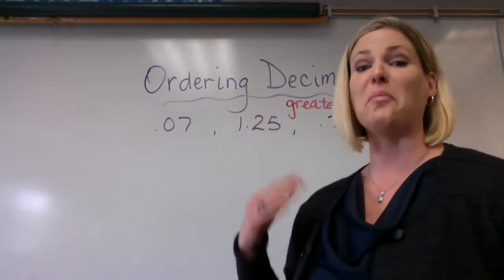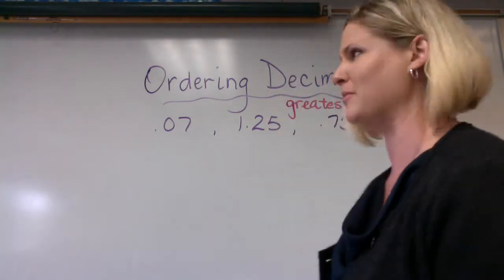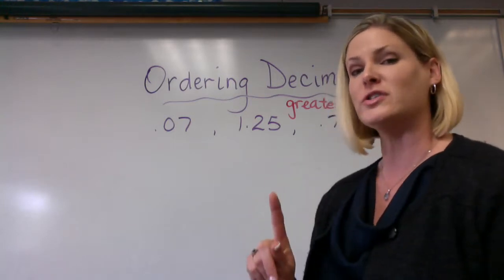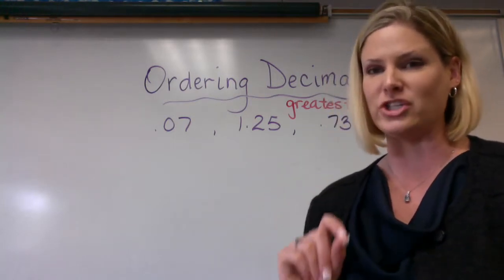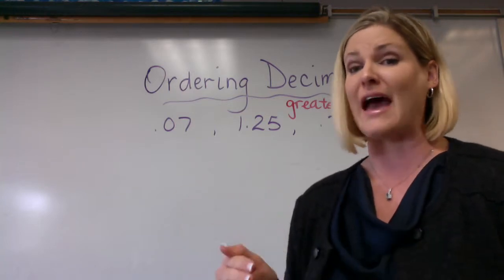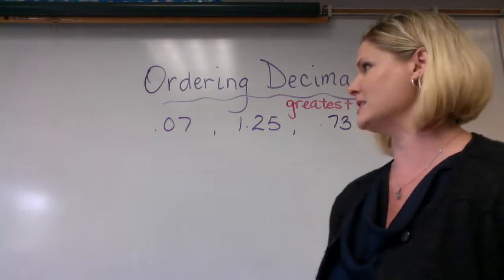Let's go ahead and approach ordering decimals and figure out how to put them in order from greatest to least or least to greatest. I have two tips for you. First, make sure you look in the directions to tell which direction you have to go, either greatest to least or least to greatest, because if you put them in the wrong order, you're going to get it wrong. So please make sure you check your directions.